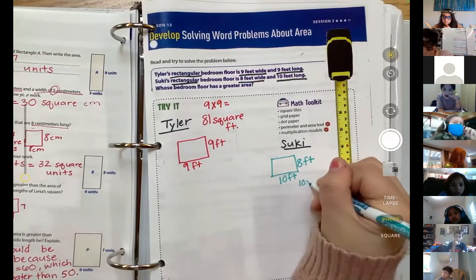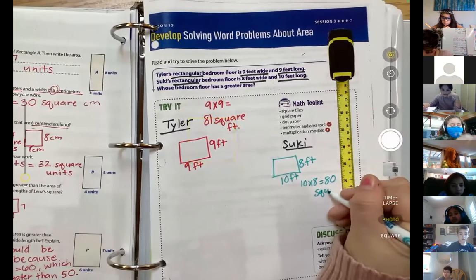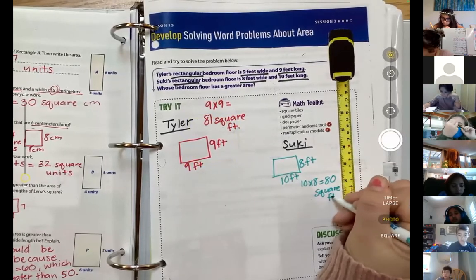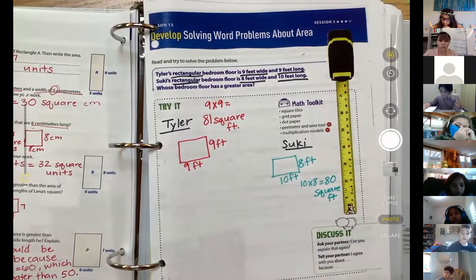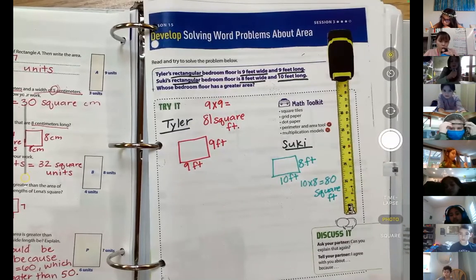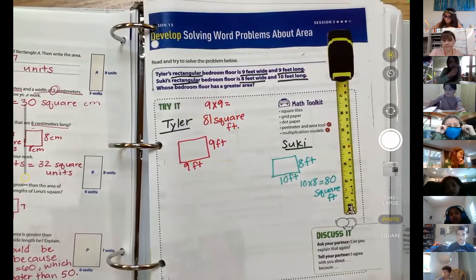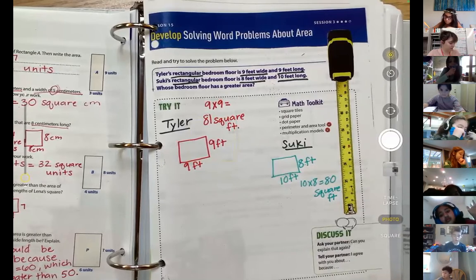So this one I'm gonna do 10 times 8, and I get 80 square feet. So whose bedroom had the bigger area? Daniela? Tyler. Yep, Tyler, by 1 square foot, but his was bigger. Okay. Yes, Trisha.